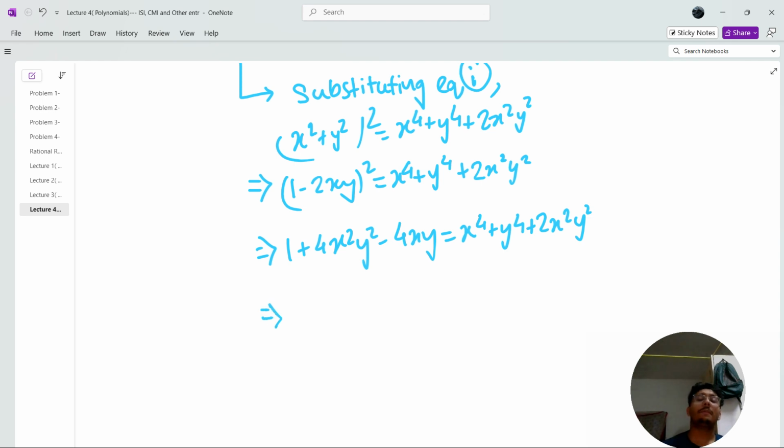Our main focus here would be to find out xy, since other values can be taken out. So we basically get a quadratic in xy, which is evident from here. I will be taking all my things up to the LHS. So 4x square y square minus 2x square y square gives me 2x square y square, and minus 4xy is as it is.